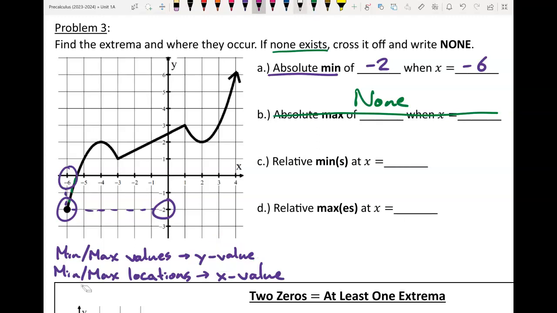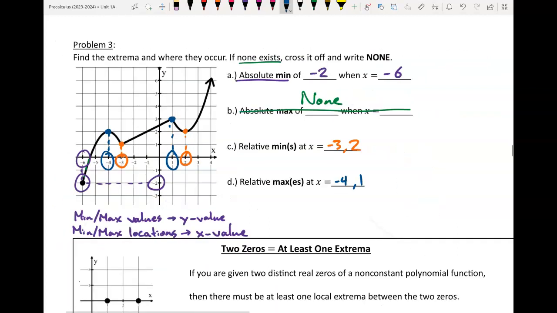All right, relative minimums. Let's go ahead and find those. So relative minimums, looks like I have one here and one here. They don't ask what the values are, they ask where they are, those x values. So that will be at x equals -3 and x equals 2. All right, and then our relative maxes, looks like I have one here and one here. So that is going to be at -4 and at 1. All right, let's go ahead and move on.